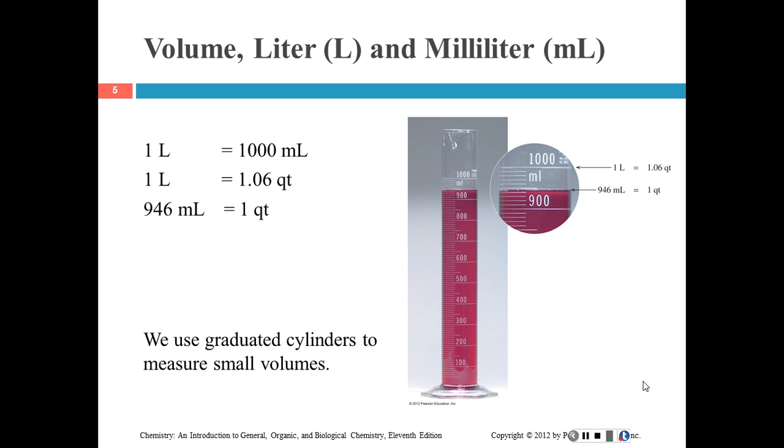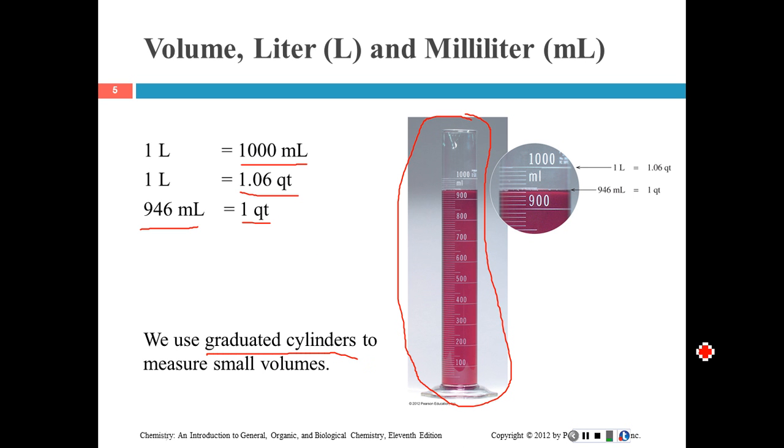Volume, we said liters and milliliters is what we use, but remember the SI unit is what? Cubic meters. 1 liter is equal to 1,000 milliliters. 1 liter is also equal to 1.06 quarts, and 1 quart is equal to 946 milliliters. What we use in the lab to measure volume a lot of times is a graduated cylinder, and you're going to see those when we get to the lab portion.